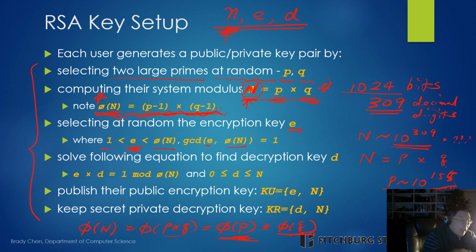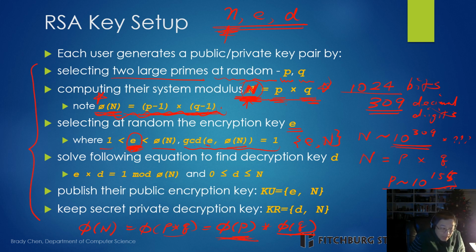We randomly select E and check whether E and phi of n are relatively prime. If not, we abandon that E and select another E until we find an E such that the GCD of E and phi of n is 1, meaning these two numbers are relatively prime. Suppose we find E. Now we have our first key, because we have E and N. E and N make a very good key.